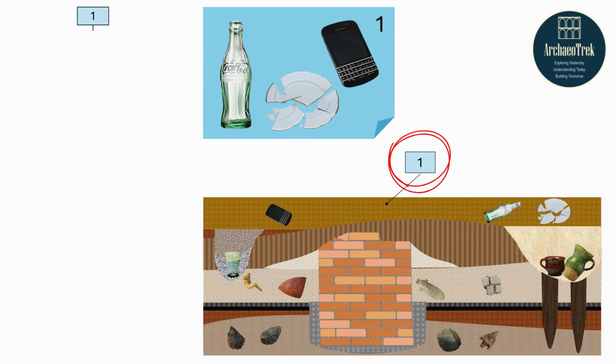Context 1 is the first context encountered during the excavation. Its position above all other layers indicates that it is the most recent deposit. It contains modern rubbish, which helps date the formation of this layer to during or after the deposition of the most recent objects, in this case a BlackBerry mobile phone. We therefore add our first rectangle at the top of the Harris matrix.